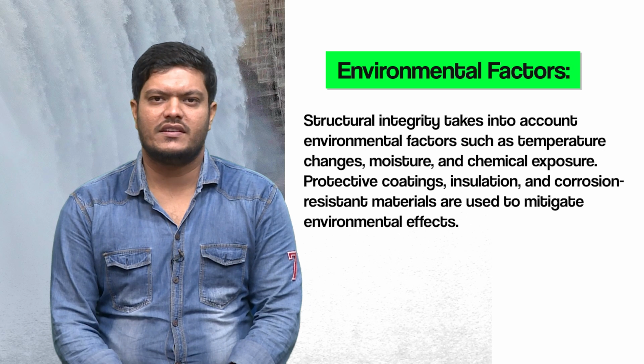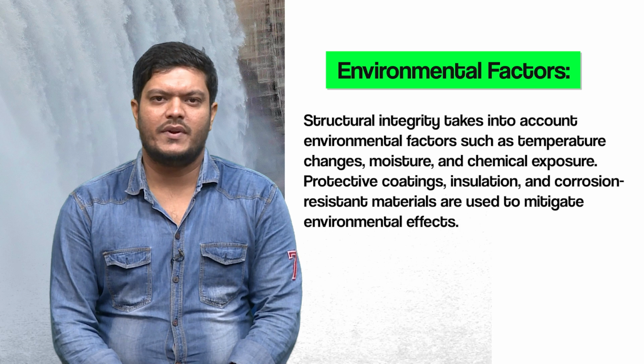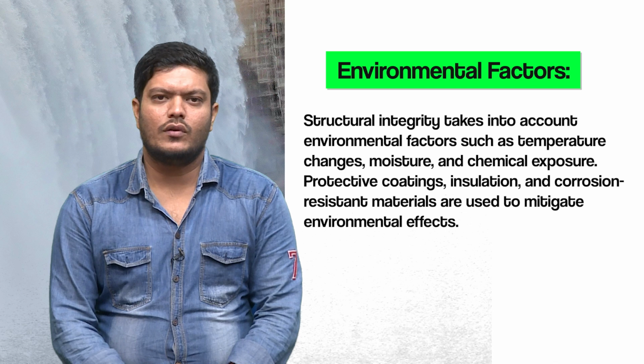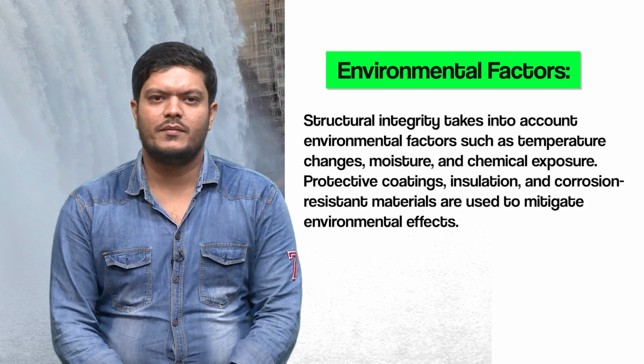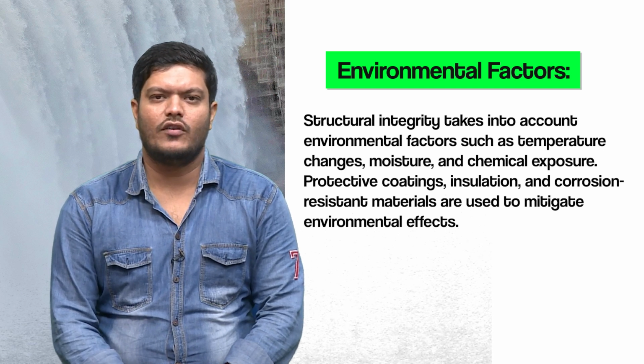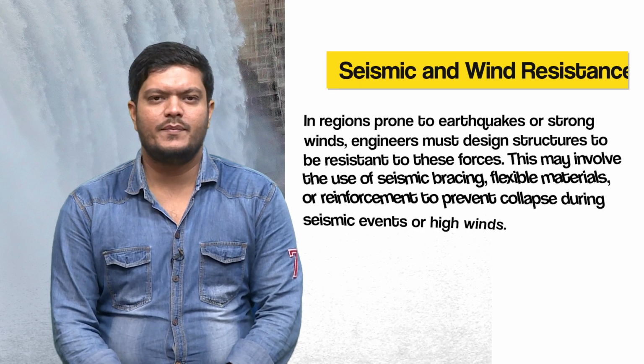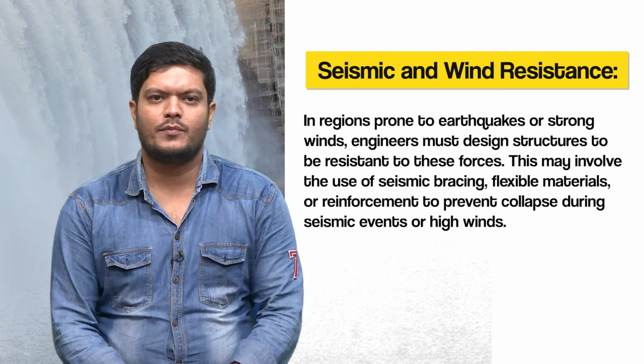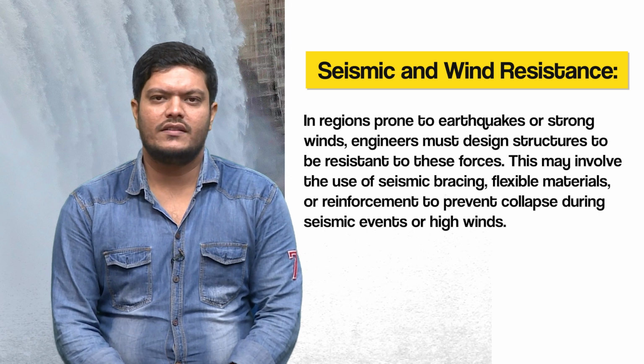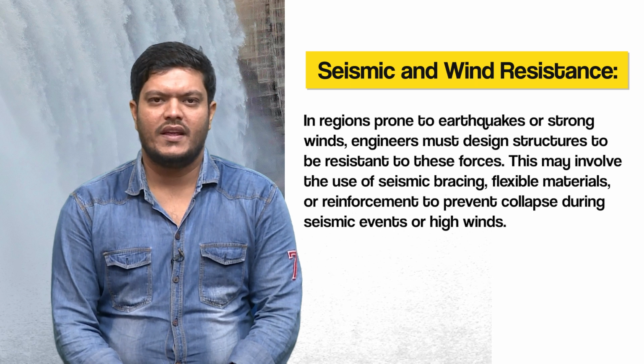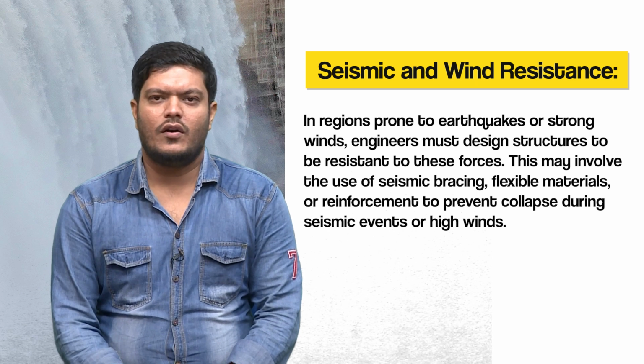Environmental factors. Structural integrity takes into account environmental factors such as temperature changes, moisture and chemical exposure. Protective coatings, insulation and corrosion resistant materials are used to mitigate environmental effects. Seismic and wind resistance. In regions prone to earthquakes or strong winds, engineers must design structures to be resistant to these forces. This may involve the use of seismic bracing, flexible materials or reinforcement to prevent collapse during seismic events or high winds.